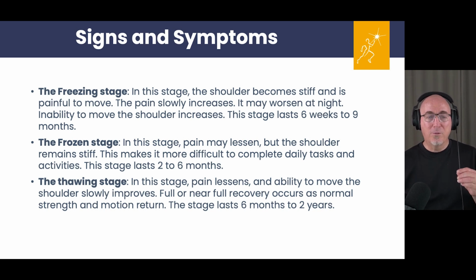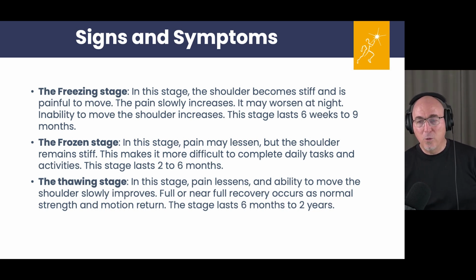Stage 2, or the frozen stage, is where the pain may lessen a little bit, but the shoulder remains stiff. So you'll see them, they can't get their shoulder up. They have pain at the end of the range. It's more difficult to do their daily activities, and this stage can last for 2 to 6 months.